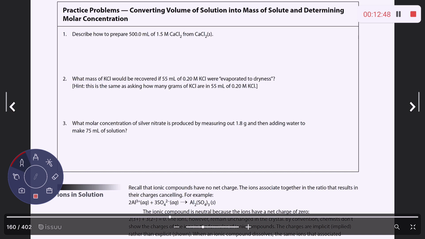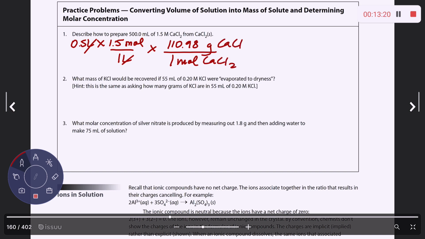So, do you want the equation or just the sentence? Tell me the math. Okay, so 0.5 liters of solution times 1.5 moles of CaCl2 over 1 liter of solution, times 110.98 grams of CaCl2 over 1 mole of CaCl2 equals 83 grams of CaCl2. 82? 83, sorry.